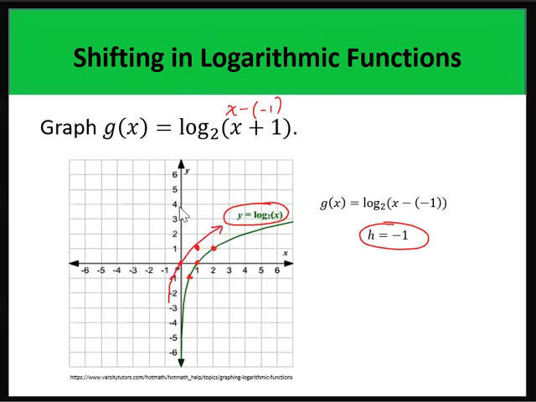Okay, so this means that the vertical asymptote of the basic logarithmic function will also be shifted by 1 unit to the left. So that's how we graph logarithmic functions having horizontal shifts. So if h is positive, then the graph of the basic logarithmic function will be shifted by h units to the right.